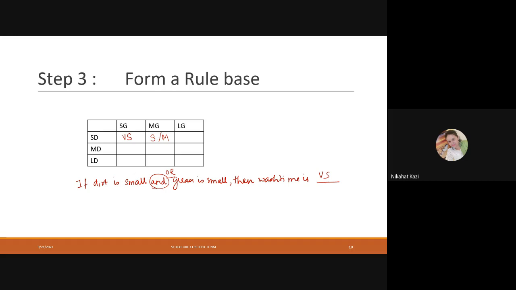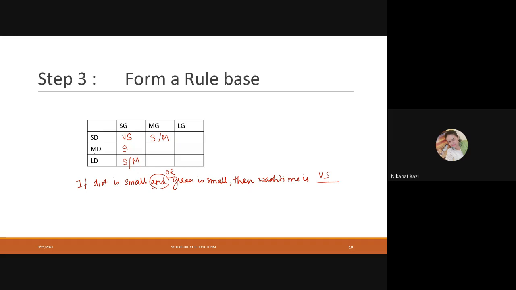Okay, so let me put an oblique here. I'll finalize this later on. Its possibility is small and medium, both. Similarly, for medium dirt, small grease, here I can increase this very short to short. Then large dirt and small grease. So here I can have short wash time and medium, either of these two.